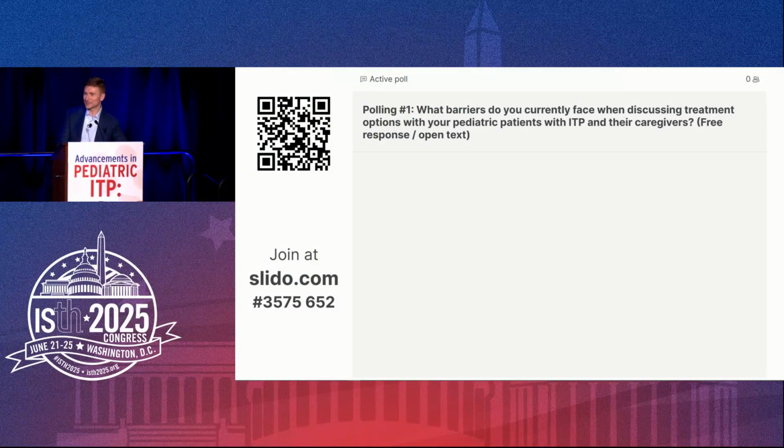Another polling question. What barriers do you currently face when you discuss treatment options with your pediatric patients and their caregivers?